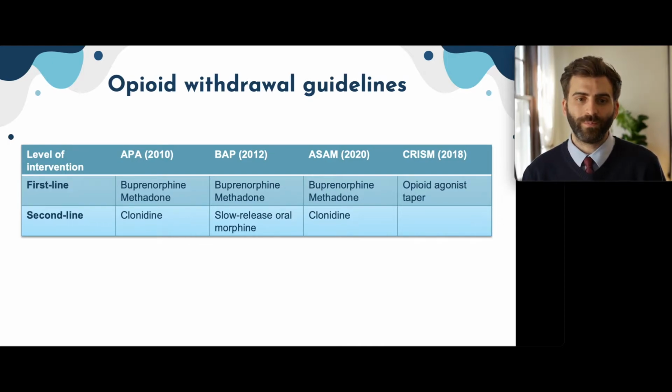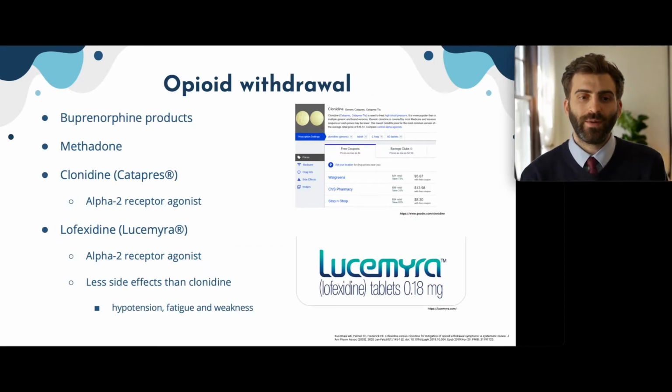The good thing about these treatments, the buprenorphine and methadone for opioid withdrawal, is you can roll these right into the long-term treatment of opioid use disorder. Some patients don't want to be on opioids anymore, and you can just treat them symptomatically. So common medications here are clonidine or lofexidine and a few other medications.